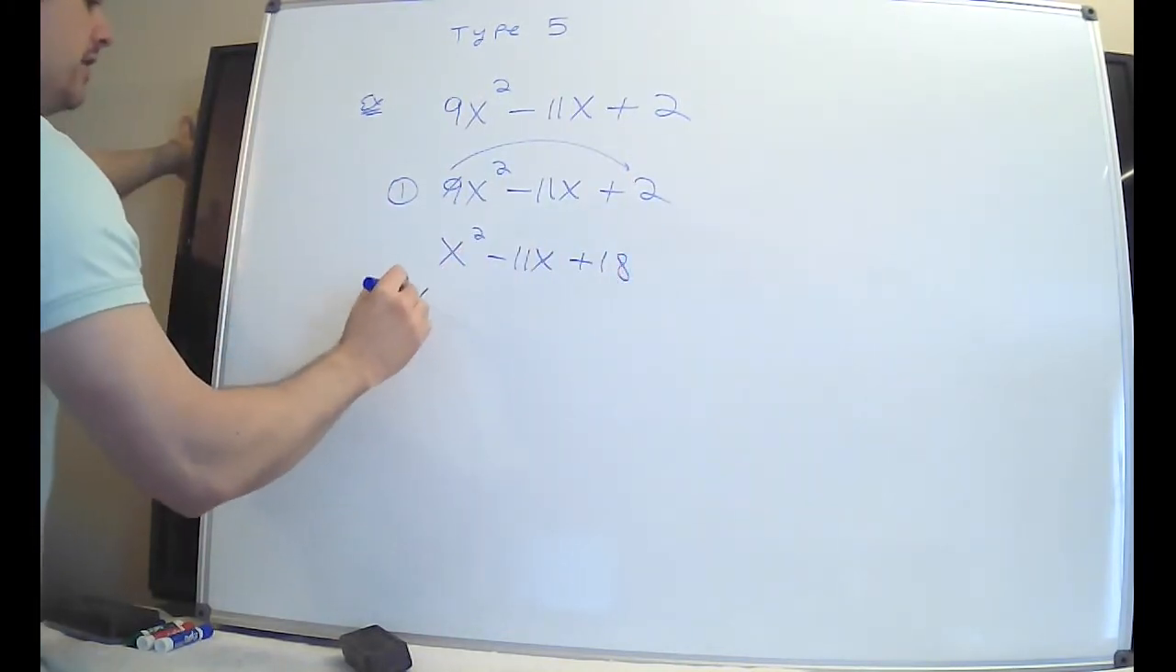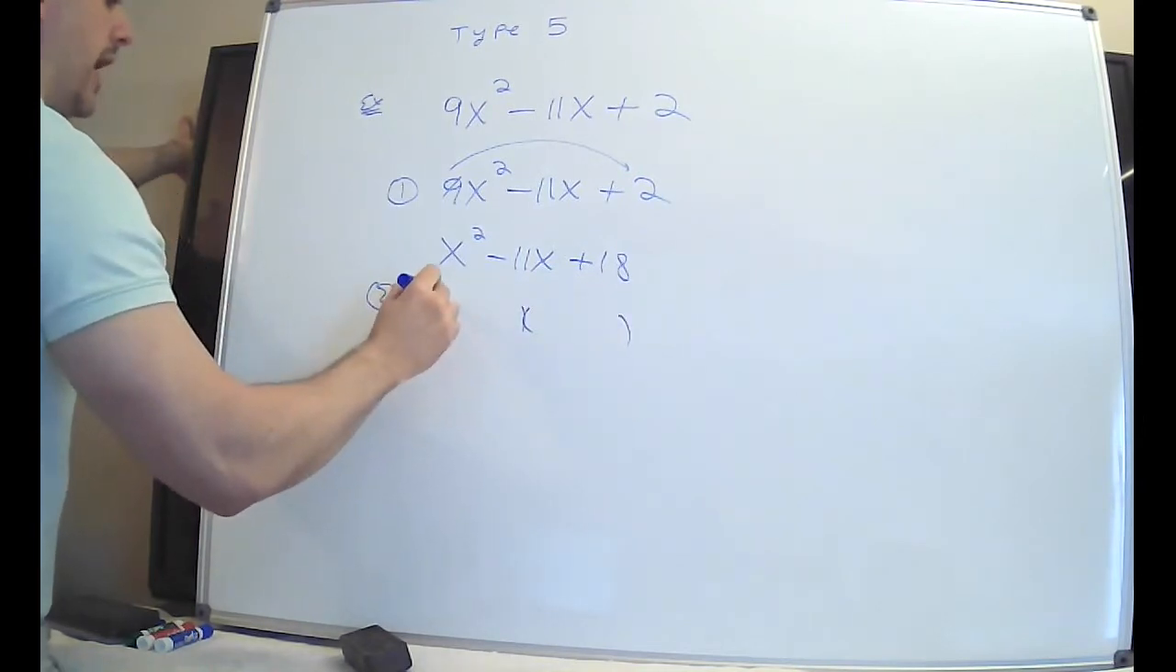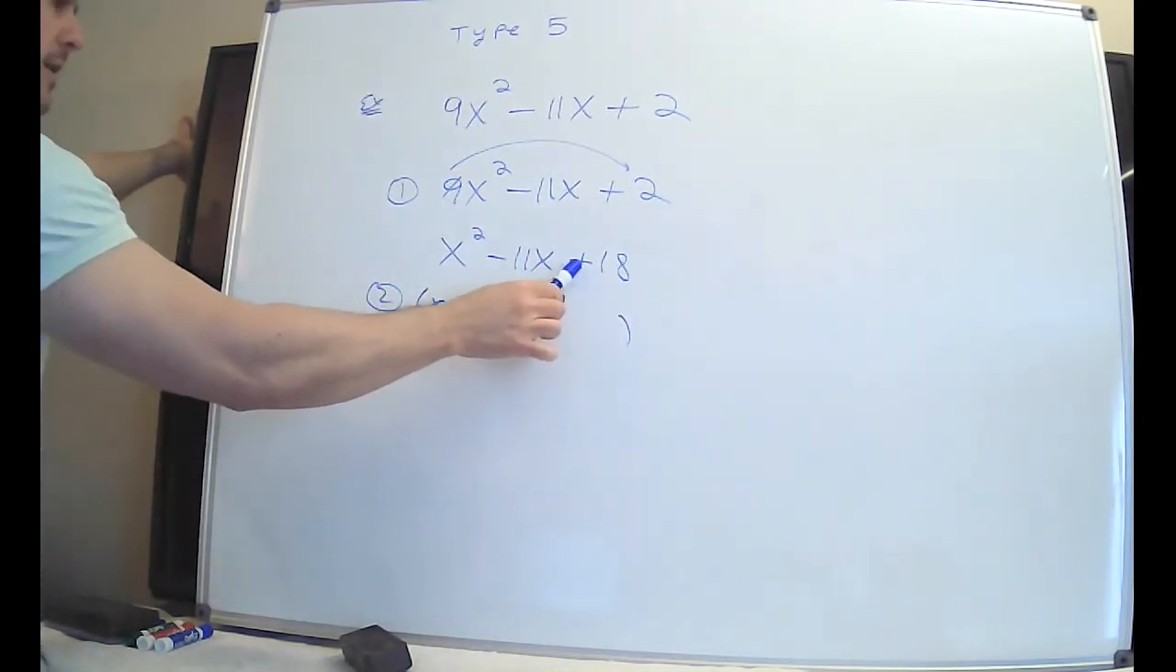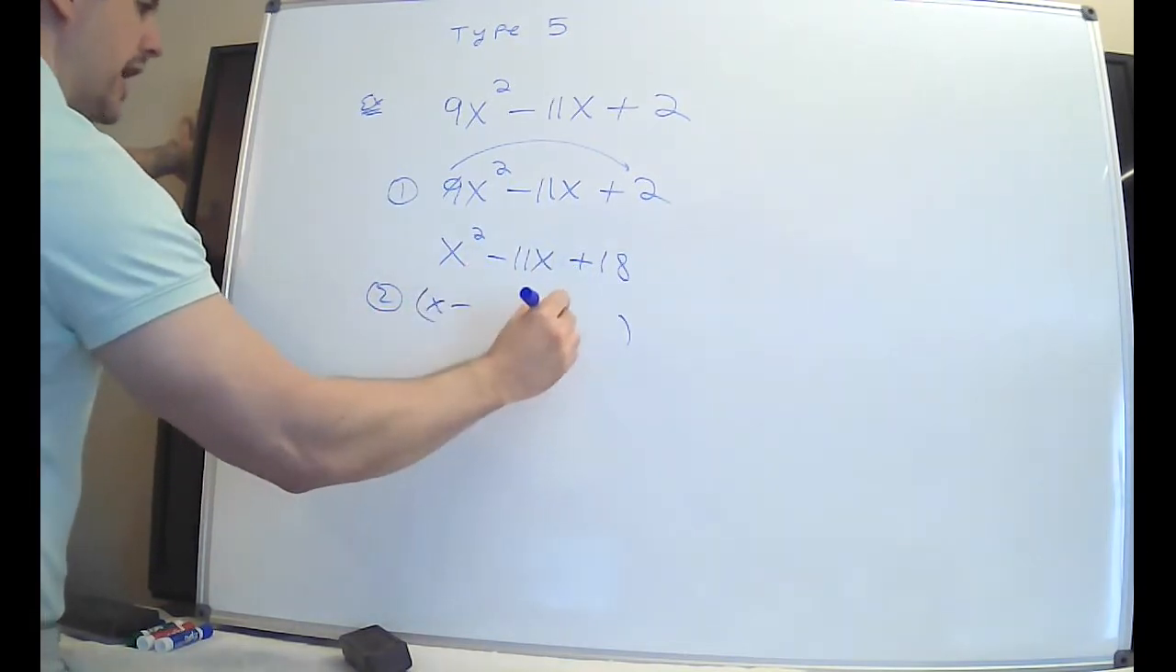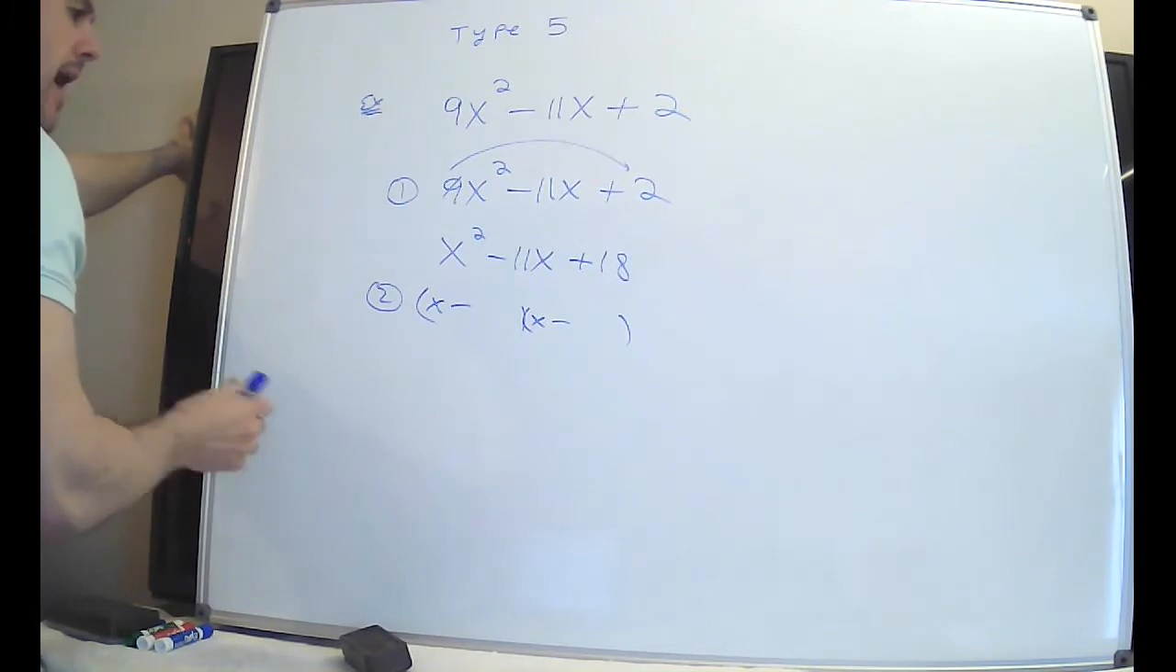Now I have to put my signs, pick the pair. So I'm going to put x, I'm going to put x. My signs have to be the same. You have a positive at the end, so the signs match. So I'm going to put a negative and a negative. Now I need my pair.